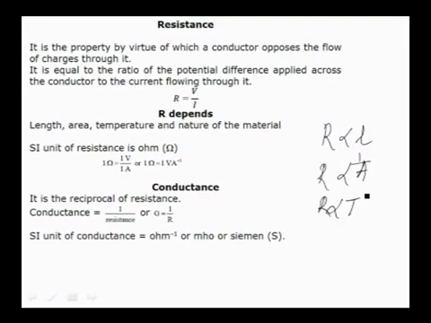The SI unit of resistance is ohm. The definition of 1 ohm is equal to 1 volt per ampere. The reciprocal of resistance we refer to as conductance, that is G is equal to 1 by R. The SI unit is per ohm or Siemens. These are the two units used for the measurement of the conductance.